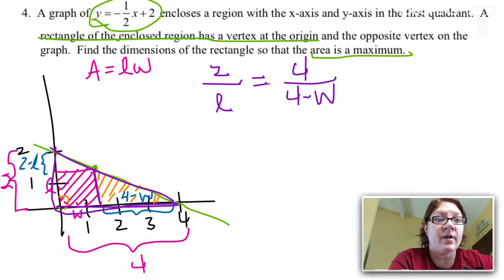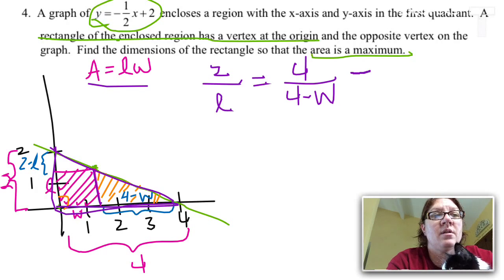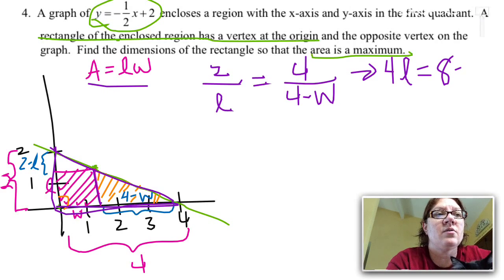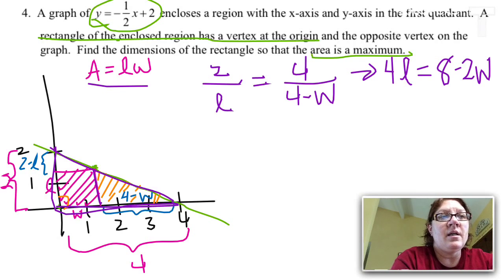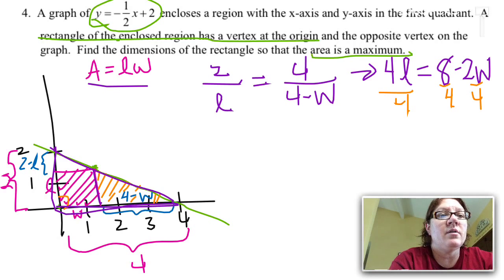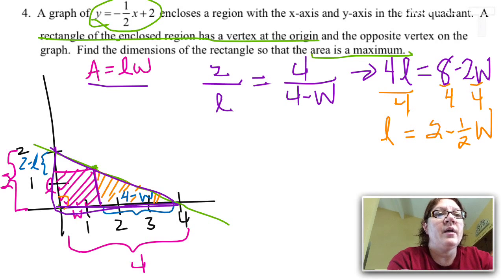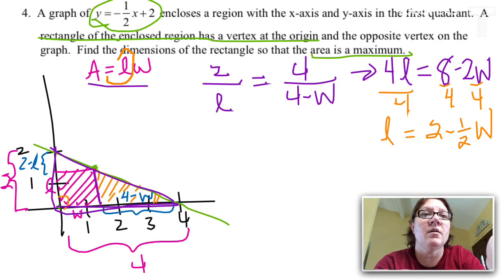So I could get one of those variables by itself, so that I'll be able to substitute it over into my area formula. So let's see, if I cross multiply, this is going to lead me to 4L equals 8 minus 2W, and I guess I'll get L by itself, seems to be the easiest at the moment. So I'll divide everything by 4, so L is 2 minus a half W. And so now I can plug that in place of L. So now my area looks like this.